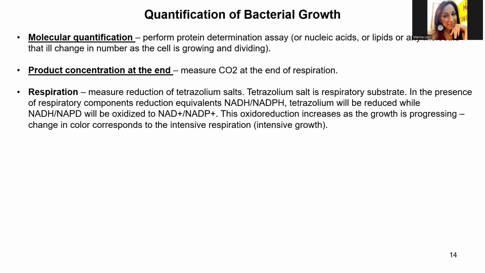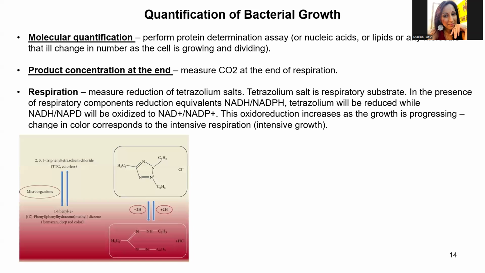Tetrazolium is a respiration substrate, and during respiration you have a set of oxidations and reductions. One of the first steps is the reduction equivalent NADH getting oxidized to NAD+. When NADH gets oxidized, tetrazolium gets reduced, but you must have that NADH, which is the first step in the electron transport chain. We will cover that in unit 6. That oxidoreduction will increase as the cell is growing, and the way you record it is that when tetrazolium gets reduced, it changes color. So the change of color corresponds to the intensity of respiration. And this is just a picture of the chemical reaction, which of course you don't have to know.